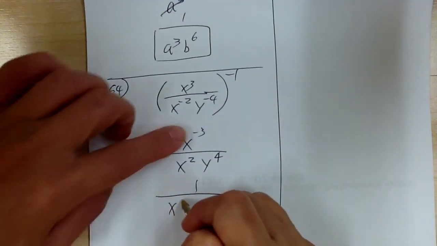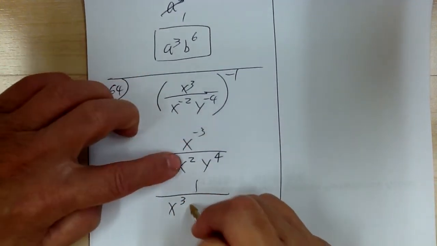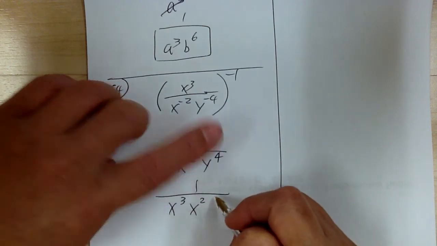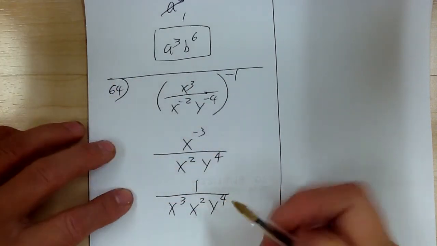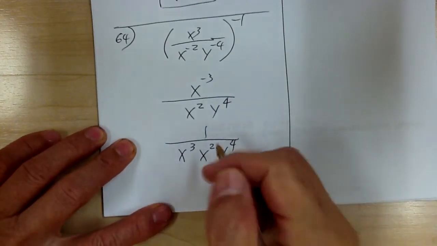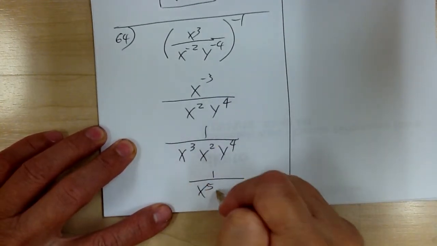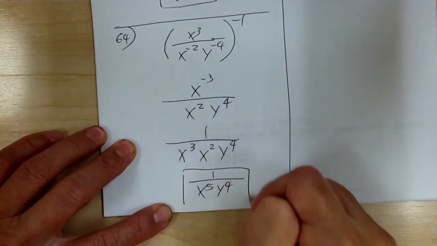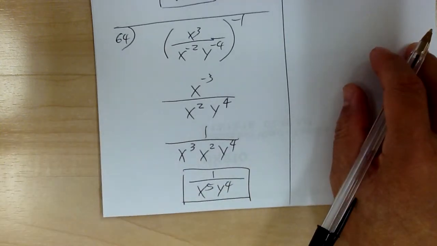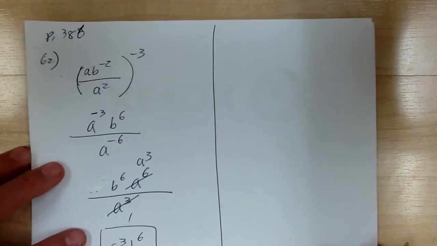So you're going to get x to the 3, right? This goes to the bottom. This one you keep, right? Again, if it's positive, it will stay, okay? You don't do anything to it. Then after that, you're going to get 1 over x to the 5, y to the 4. Okay, let's go to 66.